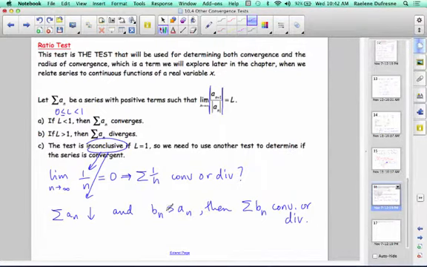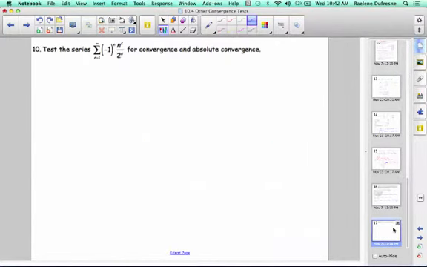So let's go through an example of this one to see how the ratio test works. In number 10, test the series given for convergence and absolute convergence. So we are going to use the ratio test here. So the first thing we're going to do is decide to work out the value for L, which is the limit as n approaches infinity of the absolute value of an plus 1 over an.